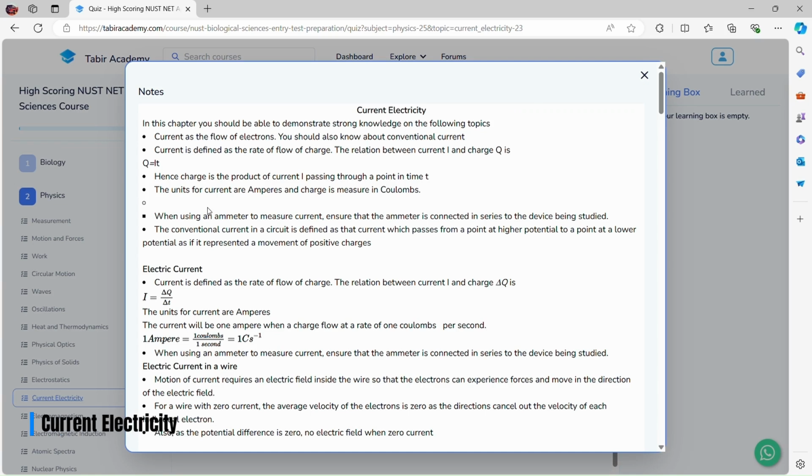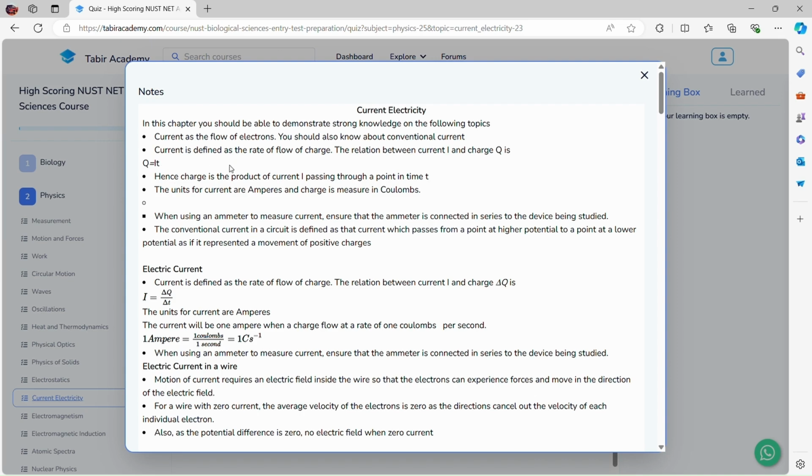Alright, so our topic for today is current electricity. In this chapter, आपको इन चीज़ों की strong knowledge होनी चाहिए. Current is the flow of electrons. आपको conventional current की भी knowledge होनी चाहिए. Current is defined as the rate of flow of charge. करंट और चार्ज का रिलेशन है Q equals to IT.